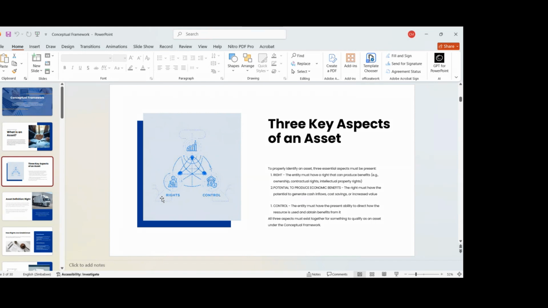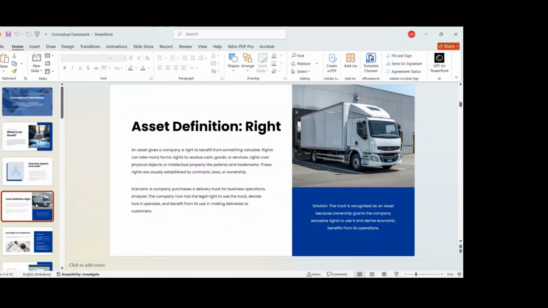Number three, control. We should have control. The entity must have the present ability to direct how the resource is used and obtain benefits from it. So all these three aspects must exist together for something to qualify as an asset under the conceptual framework. Then for a simple example, an asset should give a company a right to benefit from something valuable.